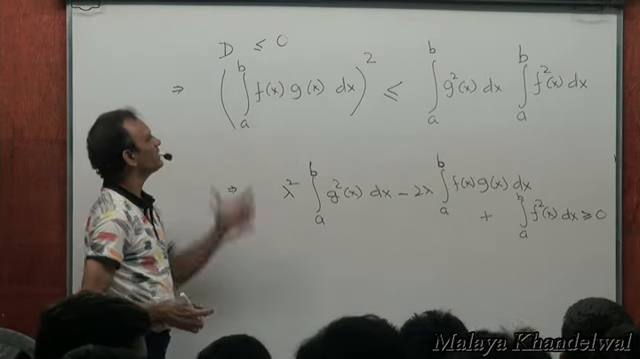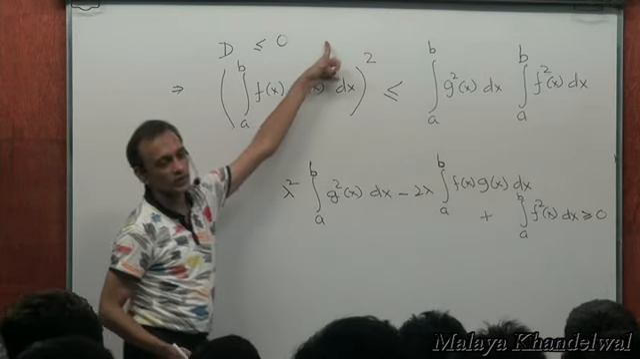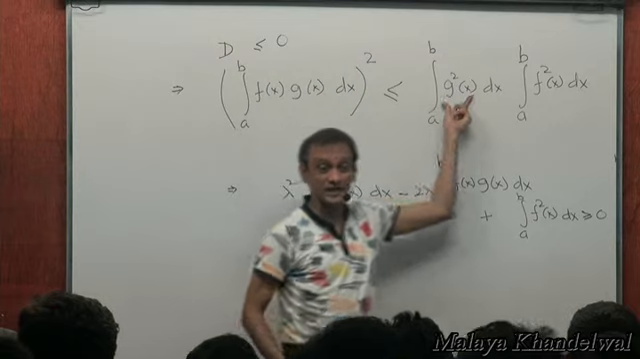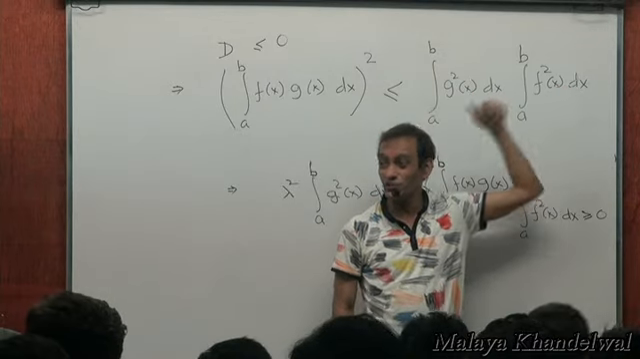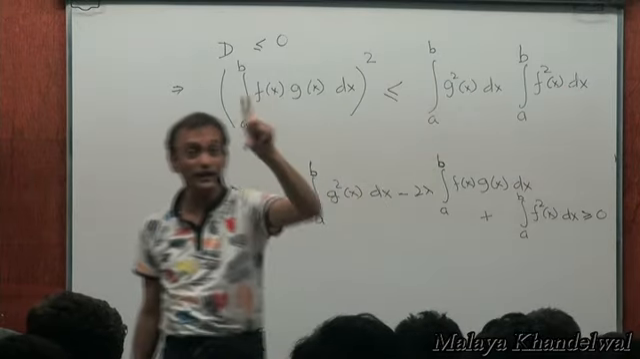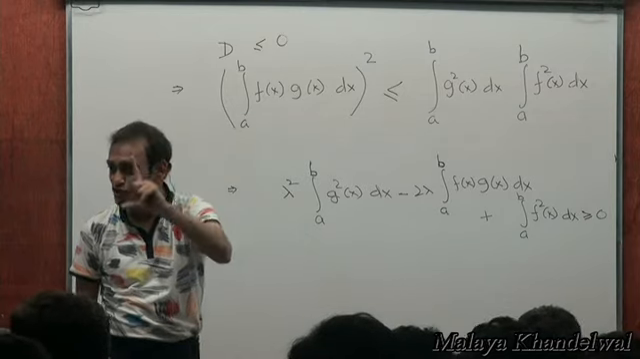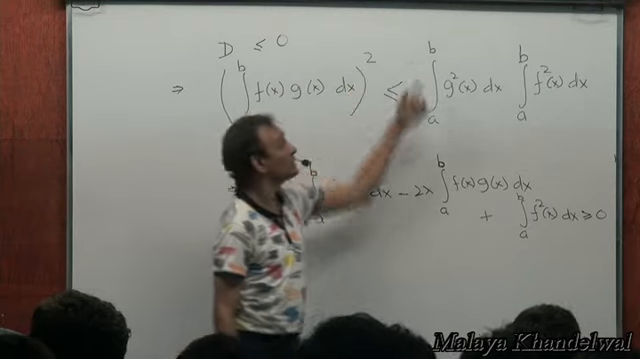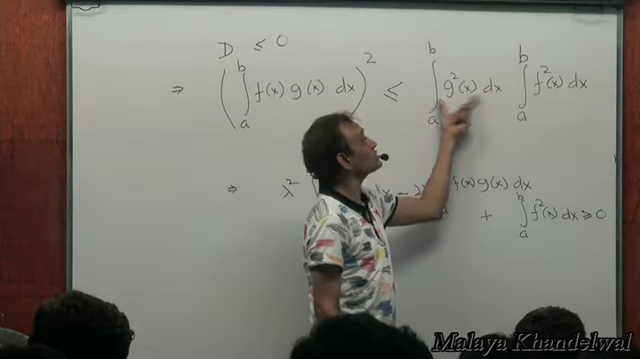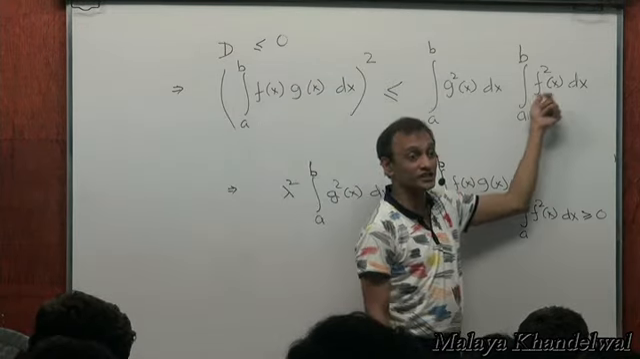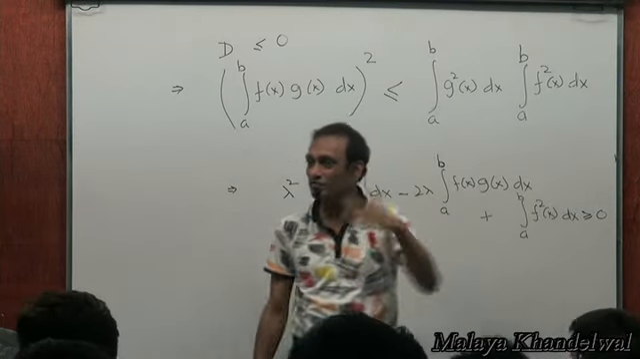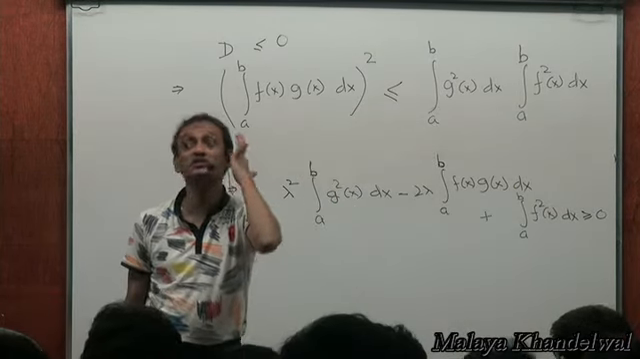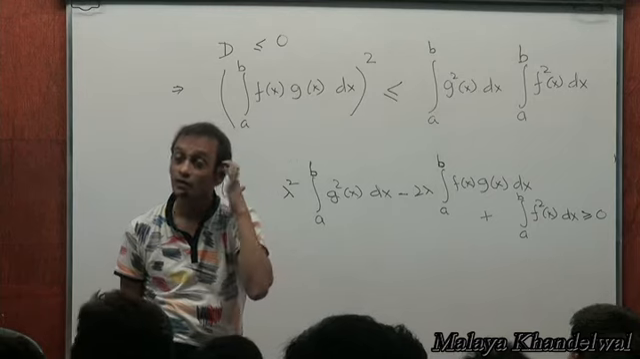Cauchy-Schwarz inequality. Summation a i b i whole squared less than or equal to summation a i squared into summation b i squared. That was Cauchy-Schwarz inequality, right? That's the equivalent of Cauchy-Schwarz, but this is not called Cauchy-Schwarz.